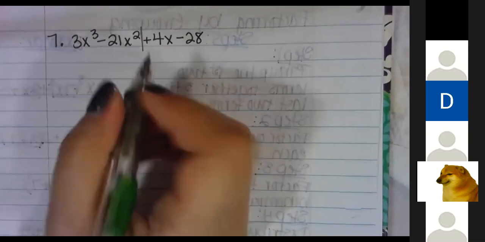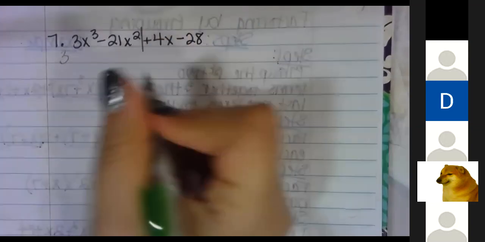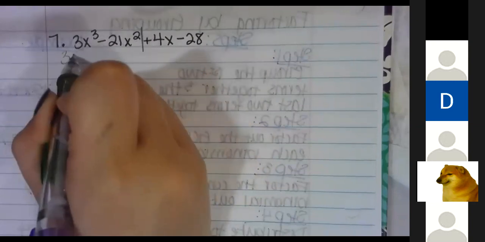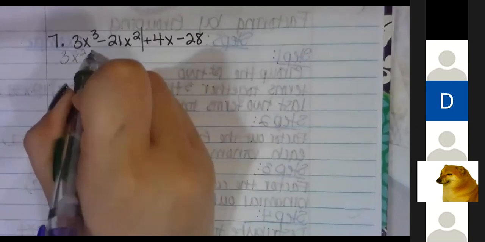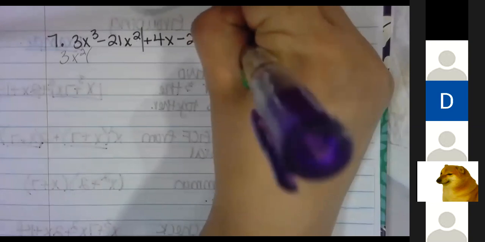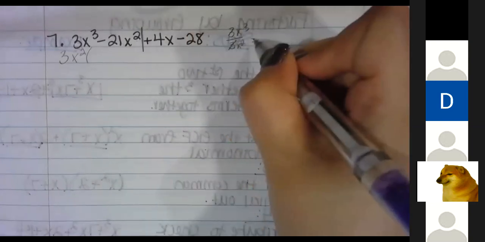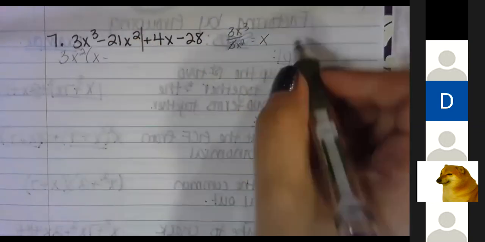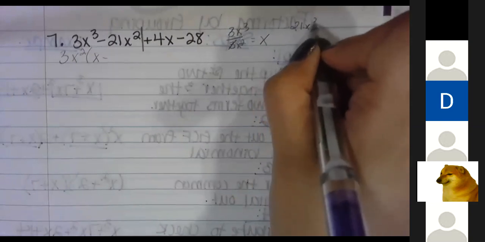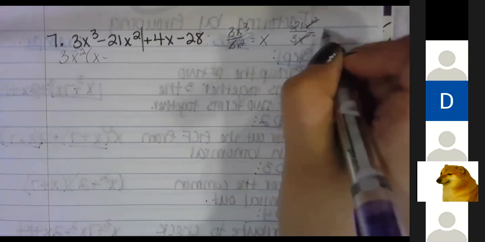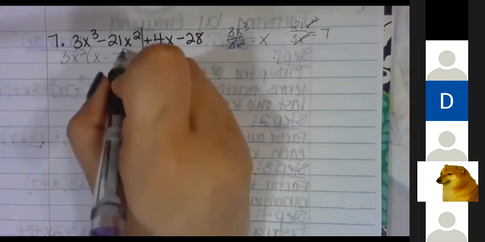3 does go into 21. It goes in there 7 times. You have an x cubed, you have an x squared. X squared is smaller than x cubed, so you're going to factor out the x squared. Okay, 3x cubed divided by 3x squared. Three cancels out with 3. That just leaves you with an x. Bring down your subtraction sign. And then 21x squared divided by 3x squared. Your x squareds cancel. 21 divided by 3 is 7. So you got left with 7.